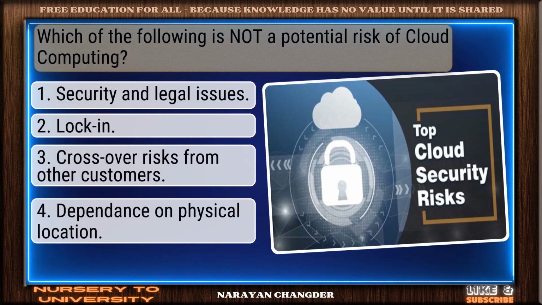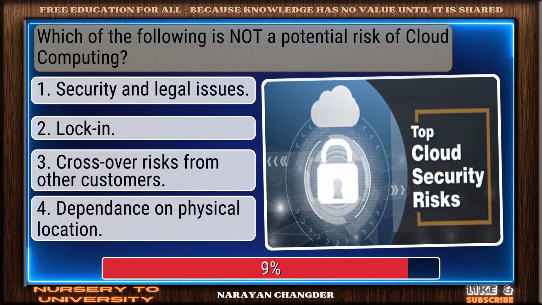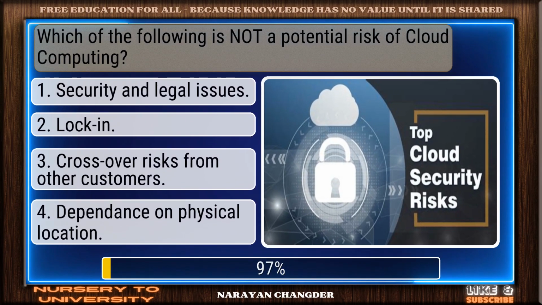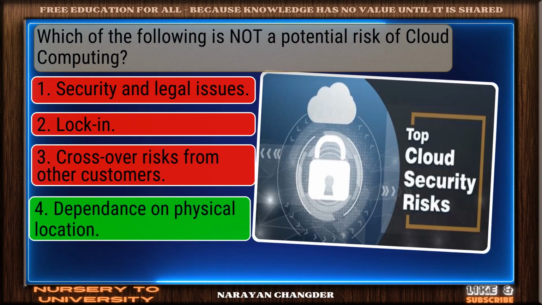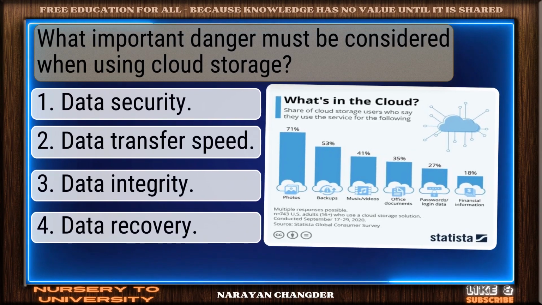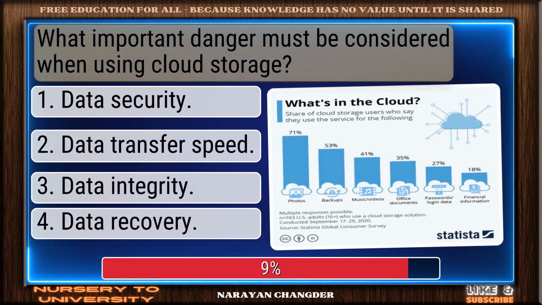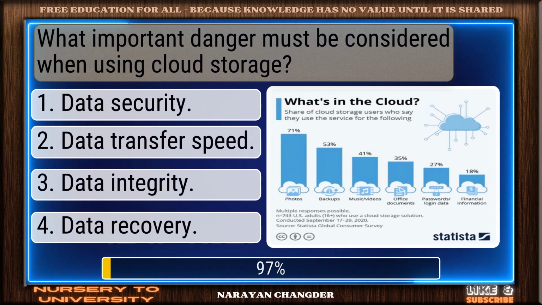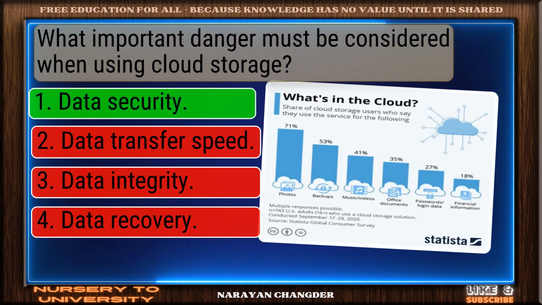Question number 52. Which of the following is not a potential risk of cloud computing? Perfect. Dependence on physical location is the correct choice. Question number 53. What important danger must be considered when using cloud storage? You got it. Your choice, data security, is right.